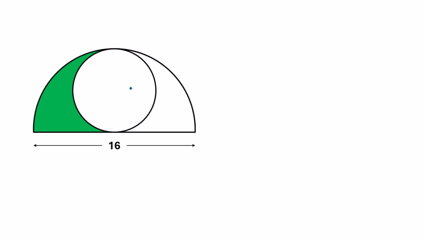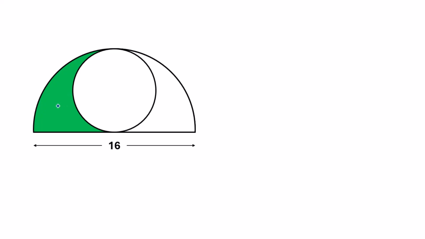Hello everyone. In this video, I am going to solve an interesting geometry problem. We have a semicircle. The diameter of this semicircle is 16 units and there is a circle inside it. We have to find the area of this green region.